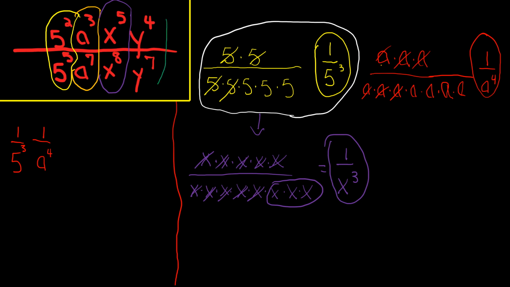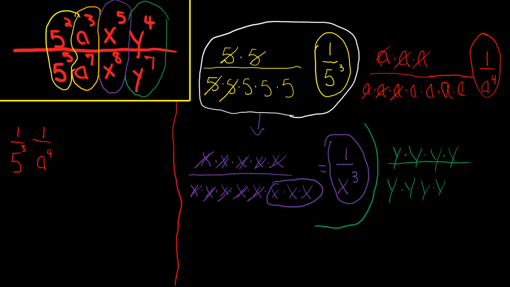So now we're here. Y, let's go ahead and block that off. Y times y times y times y, and then 7 y's. Okay, again, 1, 2, 3, 4. 1, 2, 3, 4. So we have 3 y's left. So let's write it up under there too. 1 over y cubed.